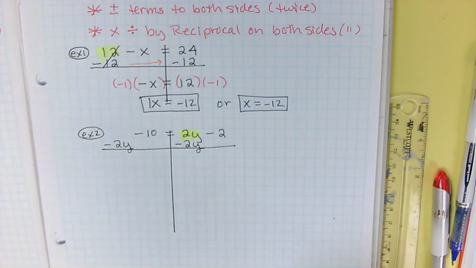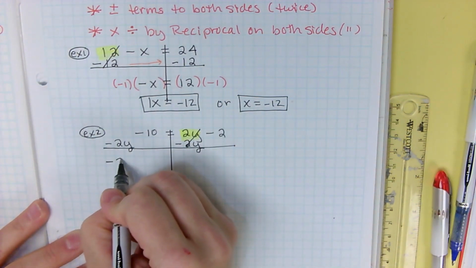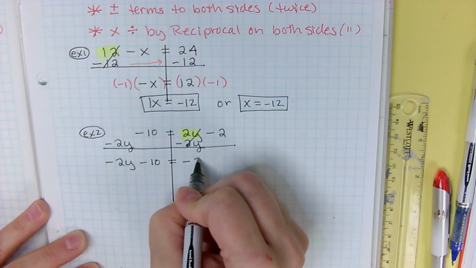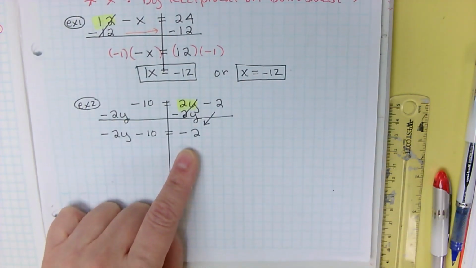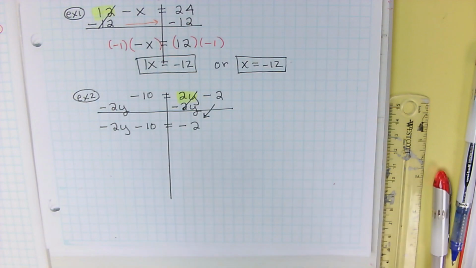And of course, 2y minus 2y, because they are opposites, goes to 0. And I have negative 2y minus 10 equals negative 2. And you can slide your negative 2 over a little bit because you got rid of the y's. So now we're still on step 2. The y is now on the left. Now we're going to add or subtract to get the number on the right.